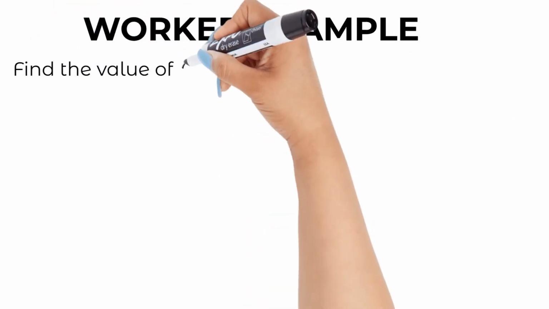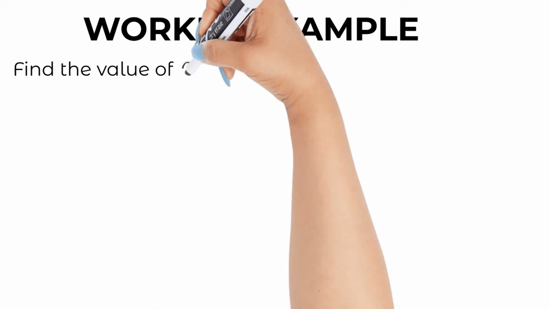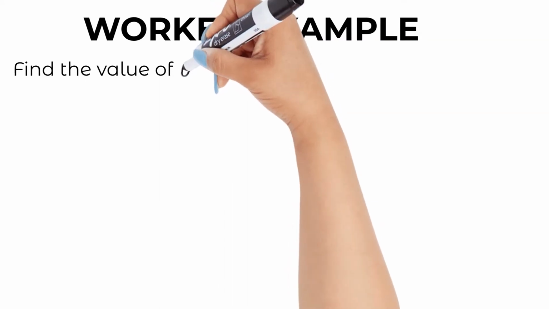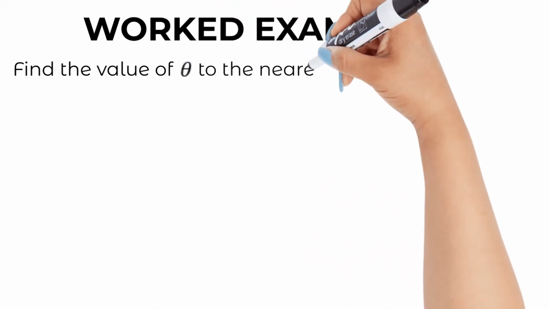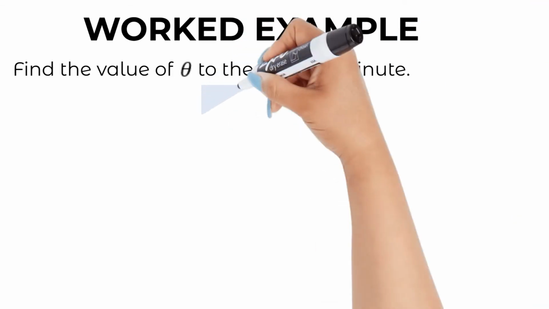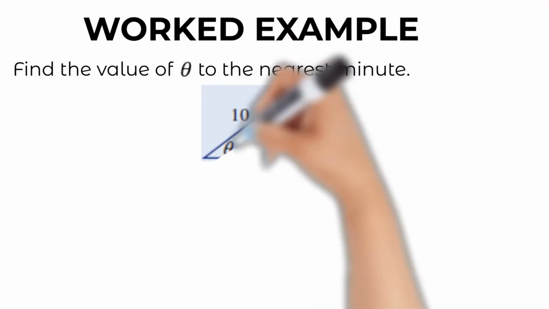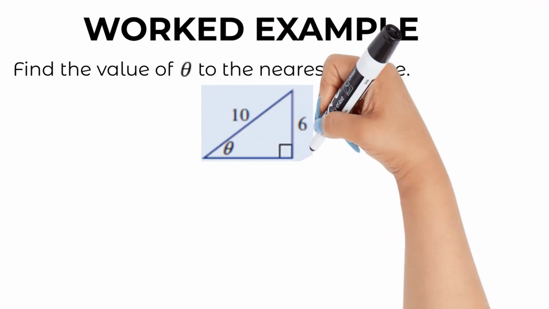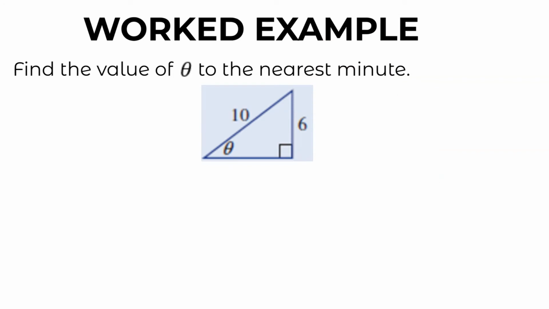If we're going to find the value of theta to the nearest minute, always take note of the accuracy to which you've been asked to give your answer. In this case, it's the nearest minute. So we write out all the things we know. Looking at the angle, we've got our marked angle of theta and the opposite side to that, which is 6, and the hypotenuse is 10. Because we're using the opposite and the hypotenuse, we are going to use sine.